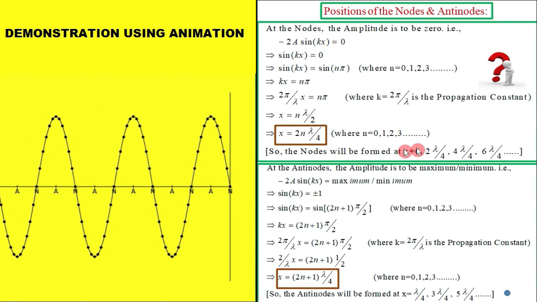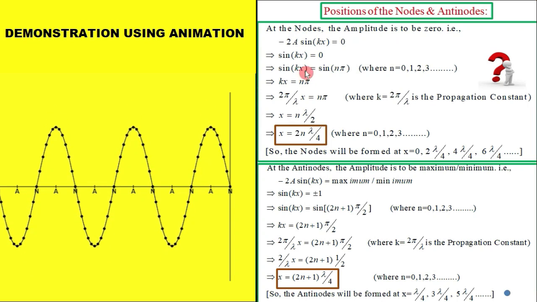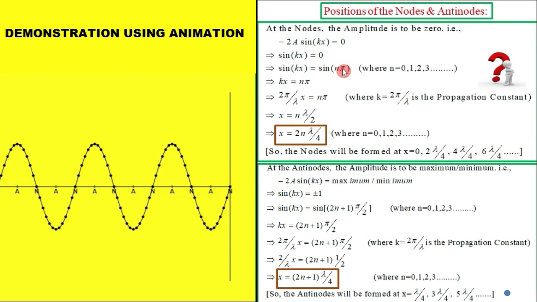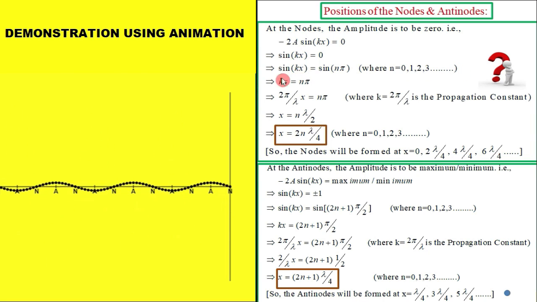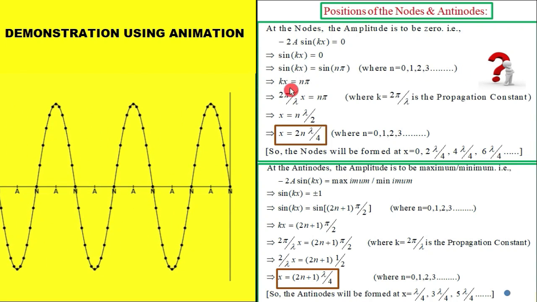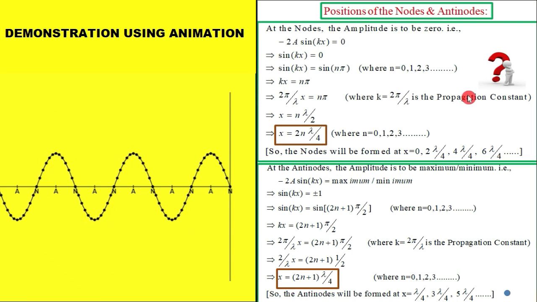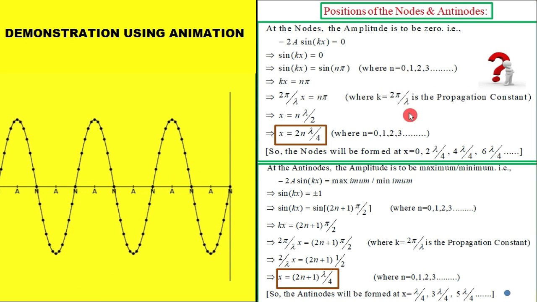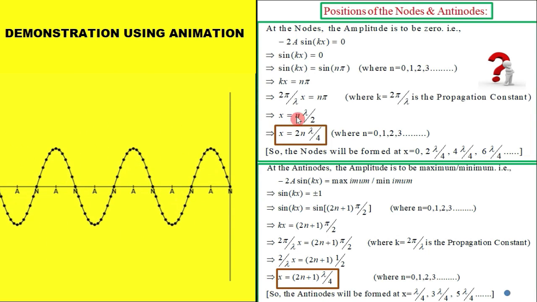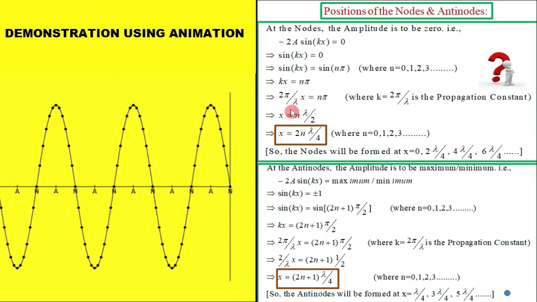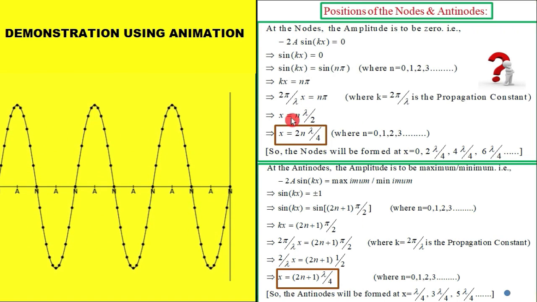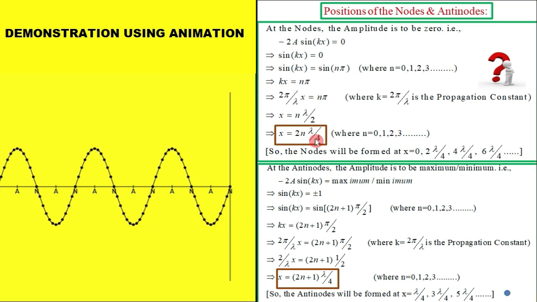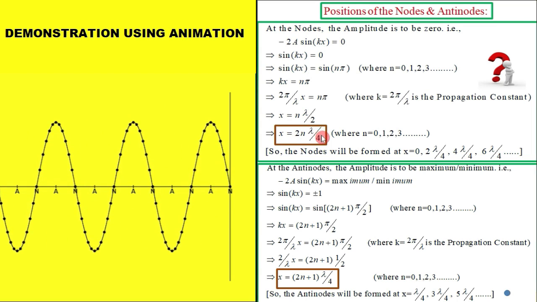See here, that is why I have written 0 as sin n pi, because I know sin n pi is 0 where n is this much. From here I can tell kx equals n pi, but k is nothing but the propagation constant, that is 2 pi by lambda, as we all know. So by putting that value I can find x equals n into lambda by 2. Just to compare it with the positions of antinodes, I have multiplied by 2 and divided by 2. So I can write it here as 2n into lambda by 4.